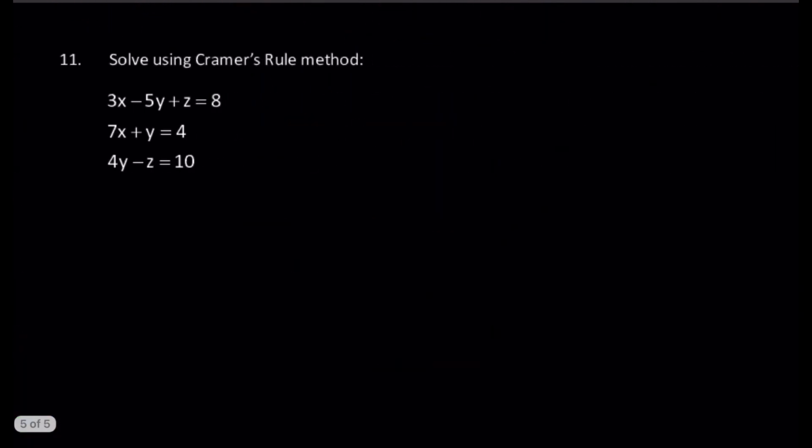Solve using Cramer's rule. Again, this one's going to be messy. I know it's going to be messy because it's calc active, but on the exam, this would be calc inactive. All right. So we're going to do this assuming it's calc inactive. Find the determinant of the M matrix. So that's your coefficient matrix.